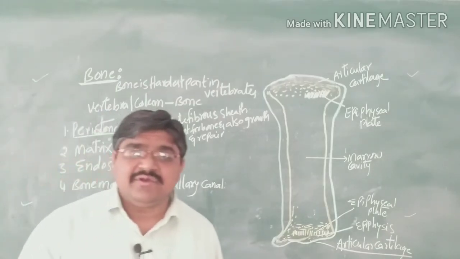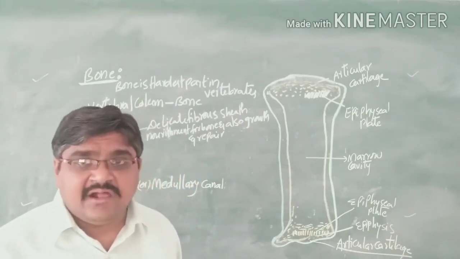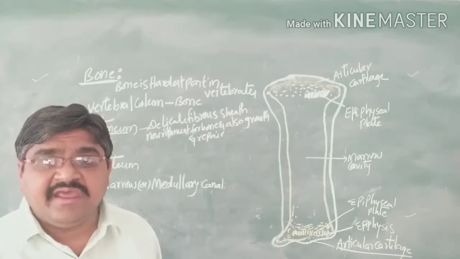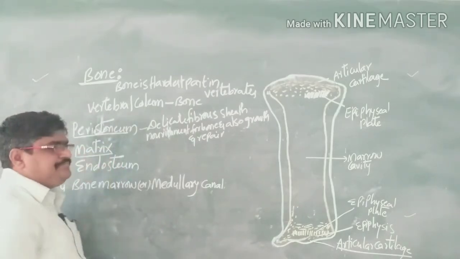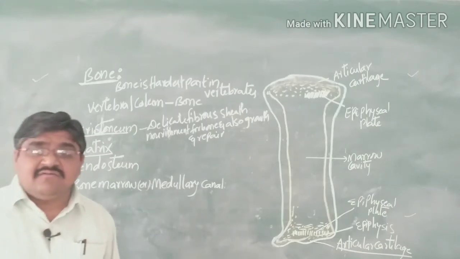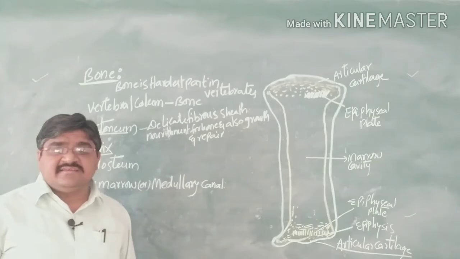We can call it the periosteum. Here it provides nourishment for the bone and is also helpful for the growth and repair of the bone. Next, the matrix.